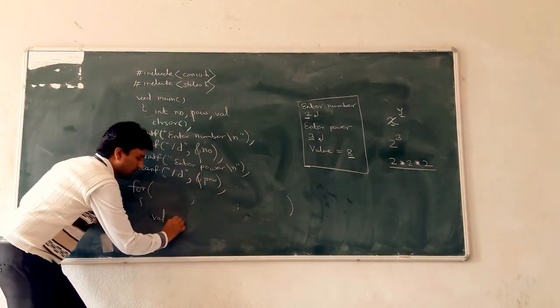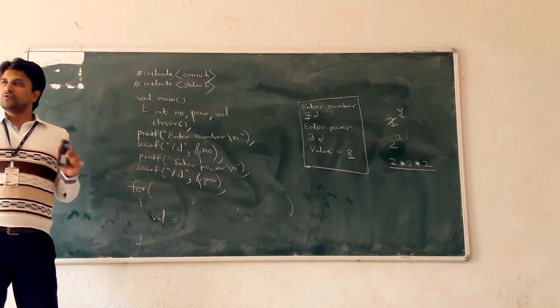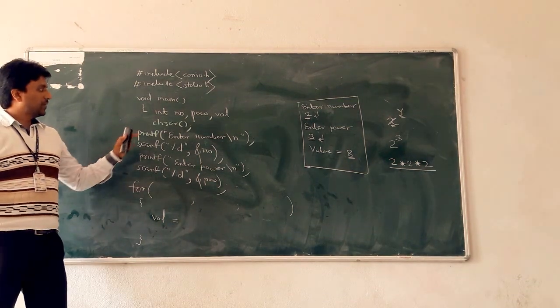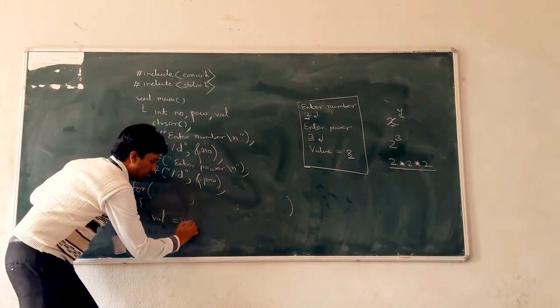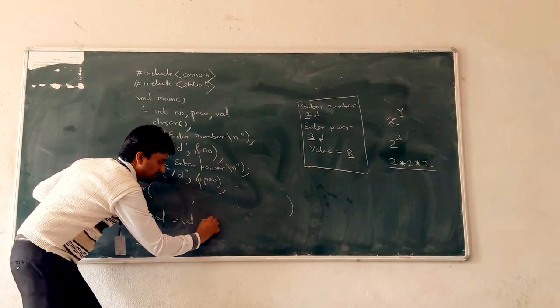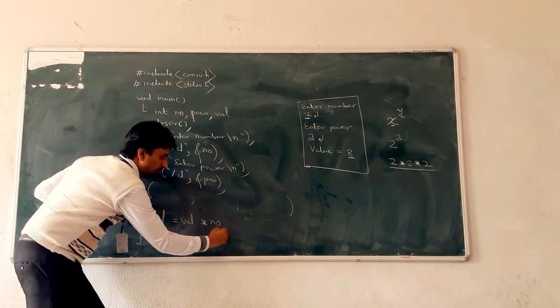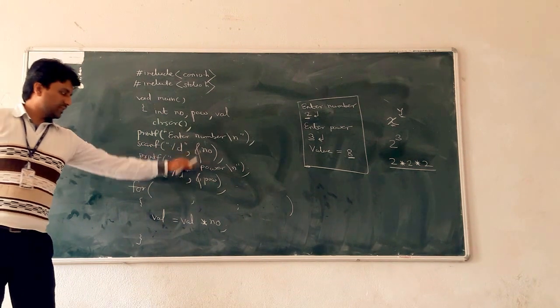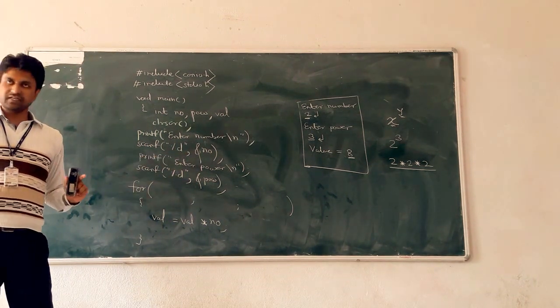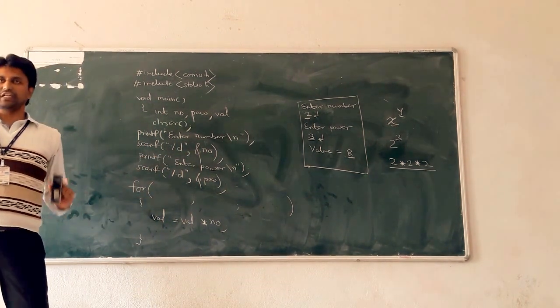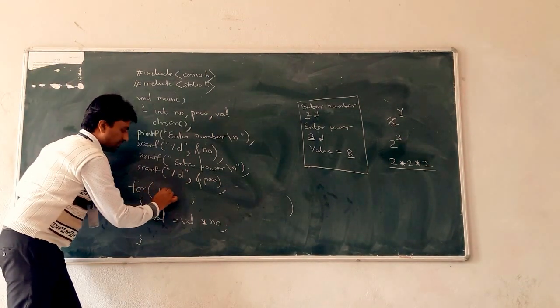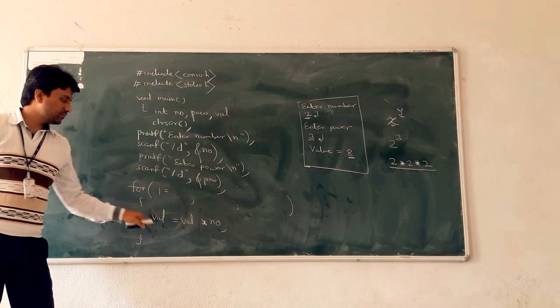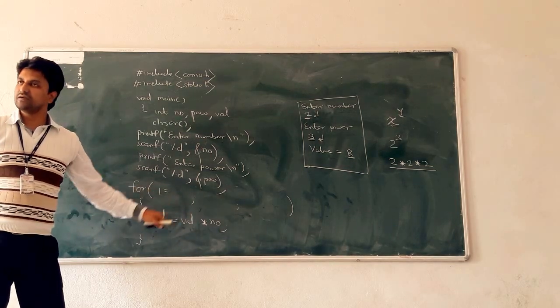Next, value multiply by number. Variable number. Whatever may be the result is again stored into value. For that, take one variable I. How many times do you want to execute this statement?